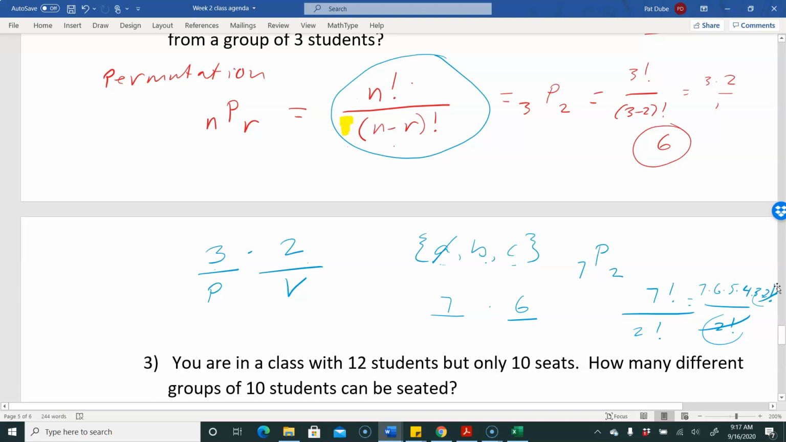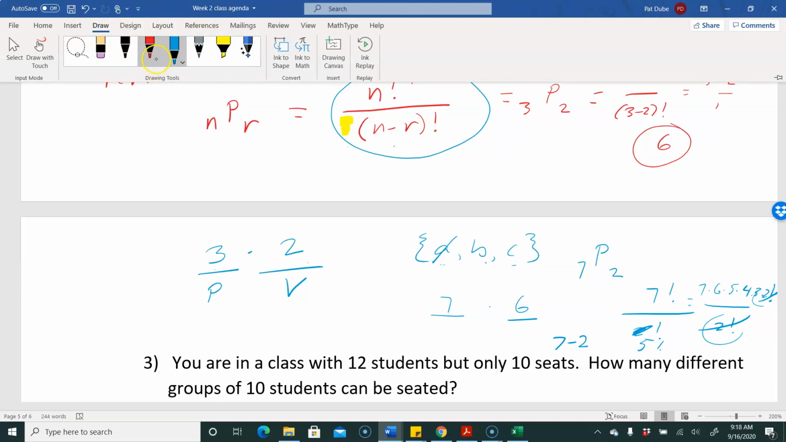Oh, wait a minute. I didn't do n minus r. Here's my mistake. I did r. I needed to do 7 minus 2 down here. So that's a 5 factorial. Forget I did that. Let me do it again in different colors. I used the wrong number at the bottom. I didn't mean to confuse you. I'm trying to do this quickly.